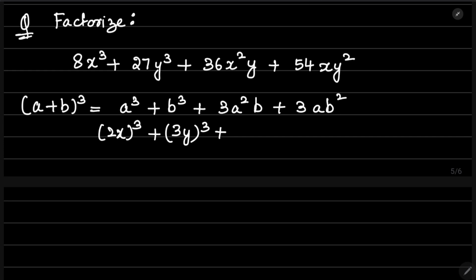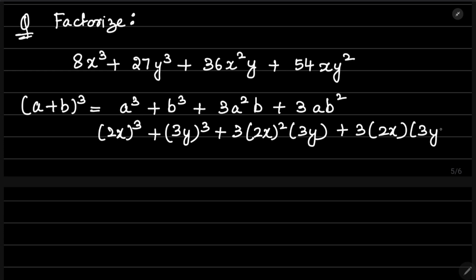Write it. Look at only this. Okay, so this is your A, this is your B. Once you have identified what is A and B from the given question, stop looking at it. You don't have to look at it. Okay, so you can write it as 3 into A square, 2x the whole square multiplied by 3y, plus 3 into 2x into 3y the whole square. You can just validate it.